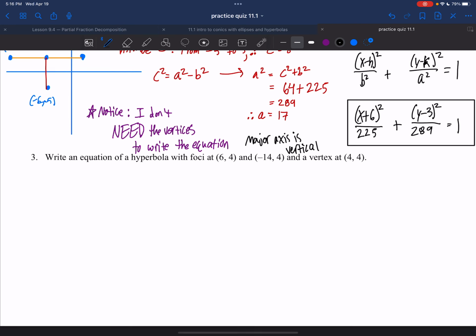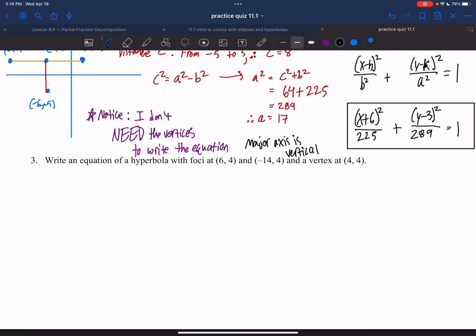Cool. All right, let's move on to the next one. It's a very similar idea. So it's write an equation. Again, we need the center and we need A and B. Maybe in purple again, just so we can see. We need to find the center, the value of A, and the value of B. Because that's all you need for the equation, right? And, of course, you need to know its orientation.